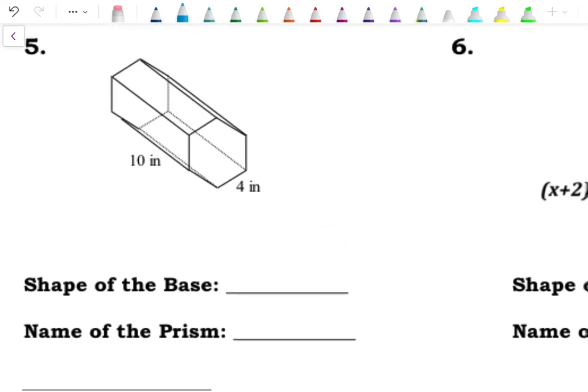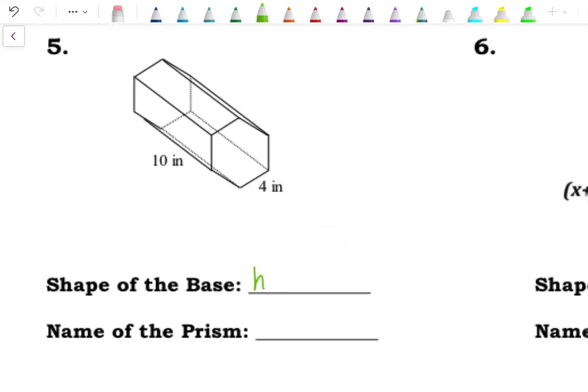Okay, number 5. Number 5 is going to be a hexagonal prism, or it's going to be a hexagon for the base, which is going to be a hexagonal prism. This is our base right here. Now, if I want to find the area of that base, I need to use the 1/2 apothem times perimeter formula.